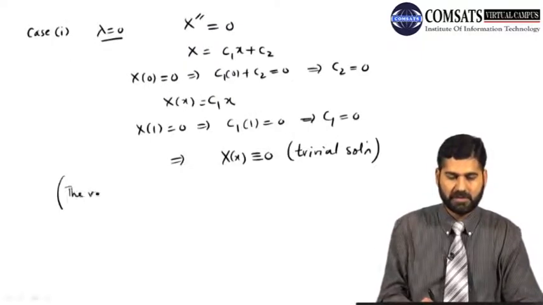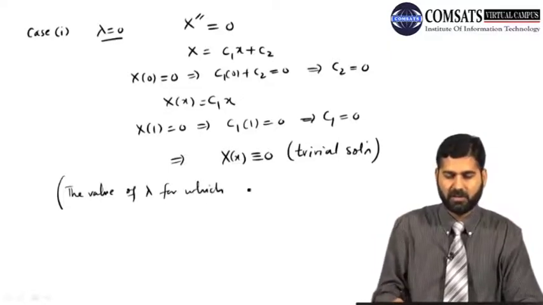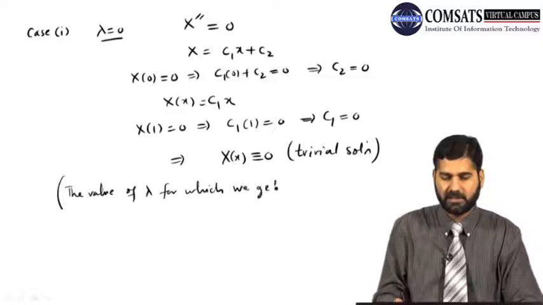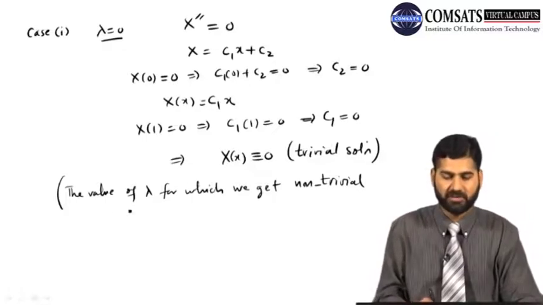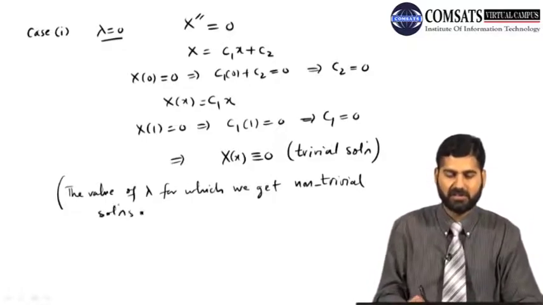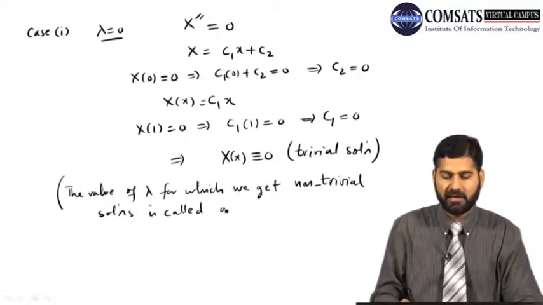The value of lambda for which we get a non-trivial solution, because we are only interested in non-trivial solutions. So it means we are only interested in eigenvalues. The value of lambda for which we get a non-trivial solution is called an eigenvalue for the problem.